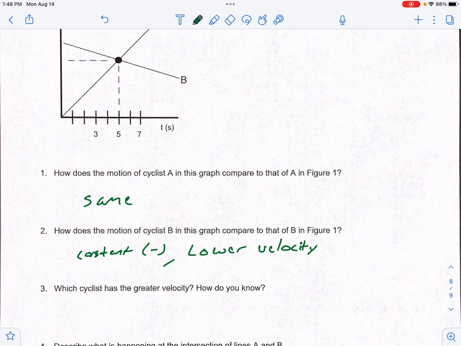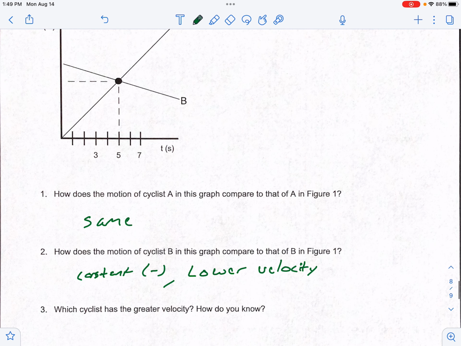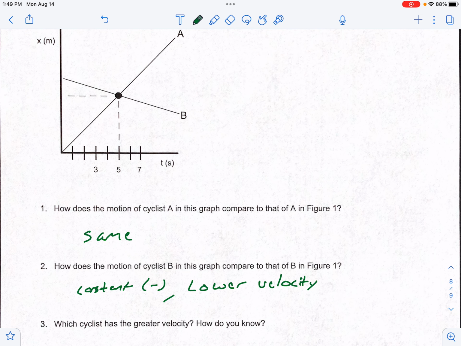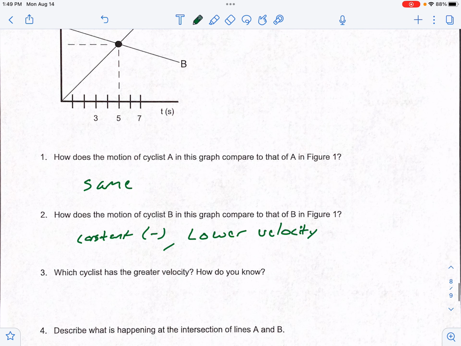Okay, and then 3, which cyclist has the greater velocity? How do you know? So again, we're looking for slopes. We want to know who has the steepest slope in this graph. Well, it looks to me it's going to be A, because it has that steeper slope.